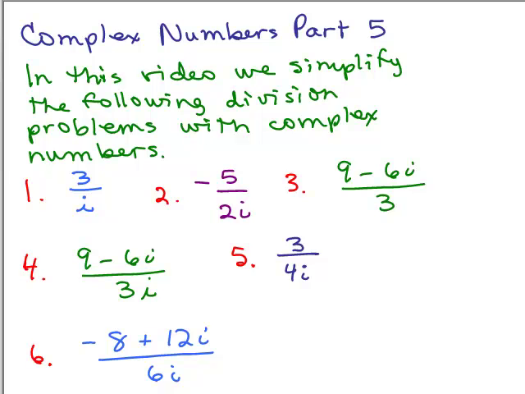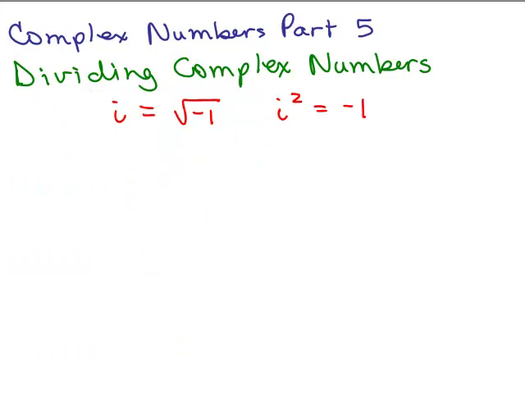In this video, we show how to simplify the following division problems where we're dividing by a pure imaginary number or just a real number. This is part 5 of complex numbers. So far we've defined i as the square root of -1 so that i squared equals -1, and we've simplified, added, subtracted, and multiplied complex numbers. Now we're going to divide complex numbers.